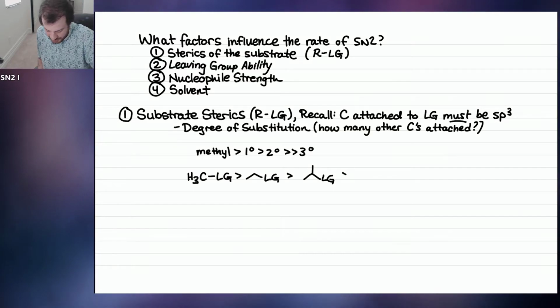And then the slowest of them all is the tertiary substrate, which looks like this. Now there are three carbons attached to the carbon that the leaving group is attached to. I'll just say here, SN2 all but impossible.